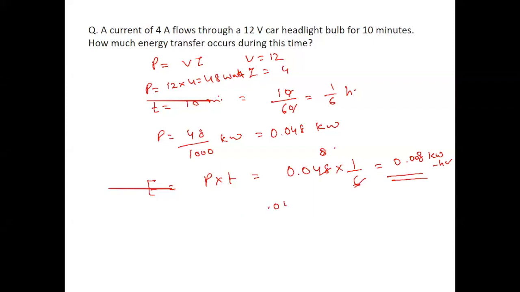So if you take 0.048, first you multiply by thousand, then you remove the decimal, 48 by 6 is 8, and that comes 0.008 kilowatt hour. Any doubt on this?